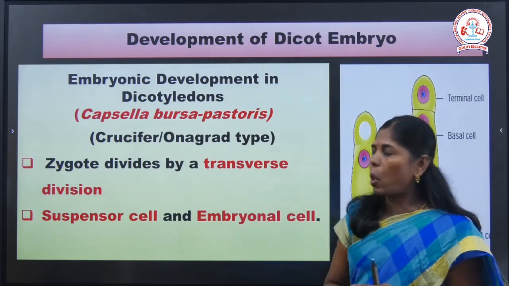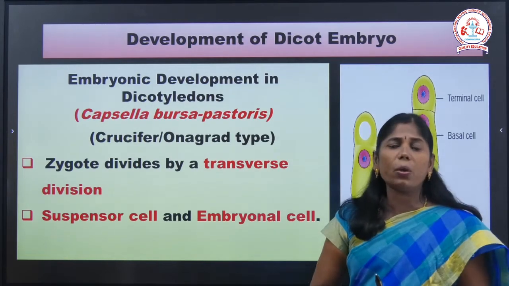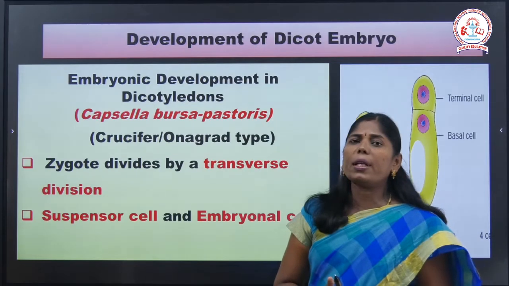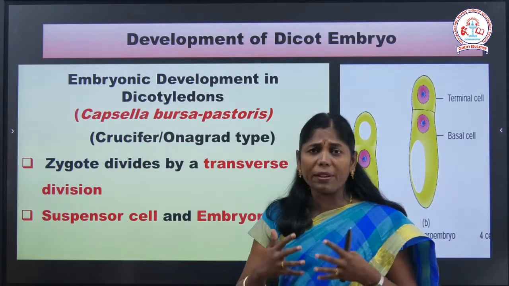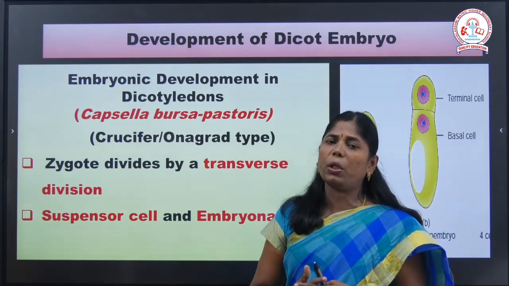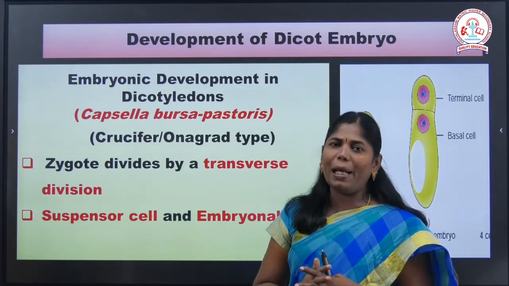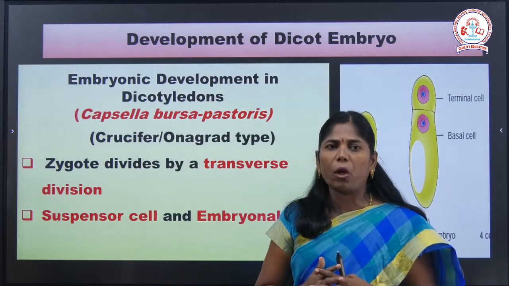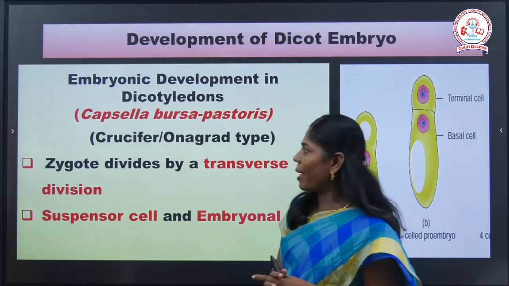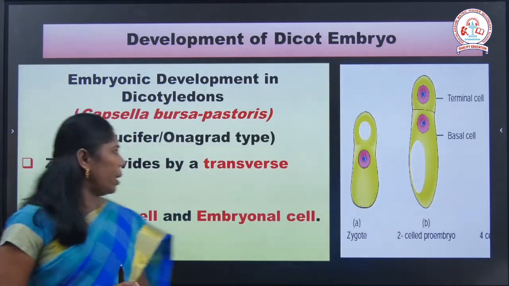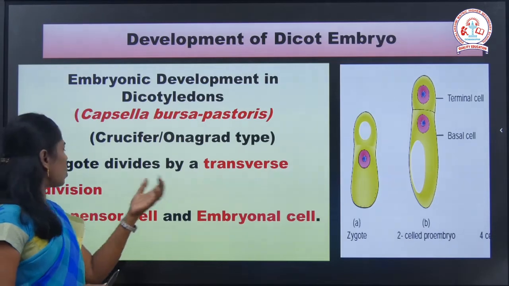Here we are going to see the development. The development starts from the zygote. How is the zygote formed? The zygote is formed as a result of fertilization. The male and female gametes fuse together to form a zygote. Here the zygote undergoes divisions. The zygote divides by a transverse division.